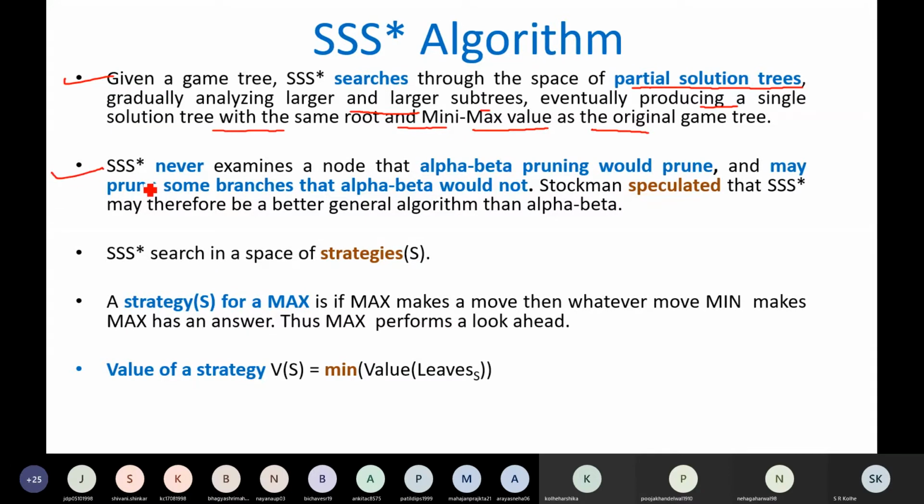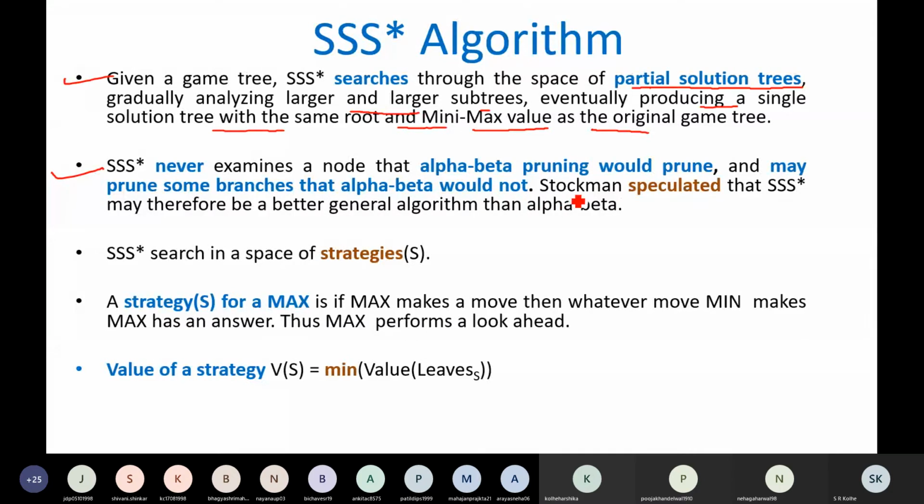You will find out this SSS star never examines a node that alpha beta pruning would prune. That means it is as good as alpha beta cutoff. Even it will have better efficiency as compared to alpha beta cutoff. So therefore we are saying that it will never examine a node that alpha beta cutoff algorithm would have pruned, and may prune some branches that alpha beta would not. So it can be more efficient than your alpha beta cutoff algorithm.